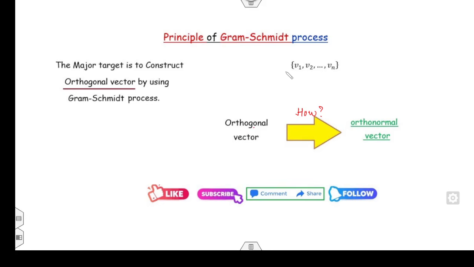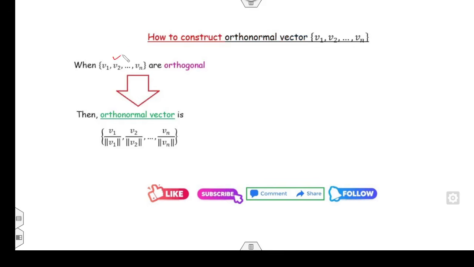Now, as I mentioned, these vi's may not be orthogonal. Then how can you convert them into orthogonal vectors? By using the Gram-Schmidt process. And how can you convert orthogonal vectors to orthonormal? If you have orthogonal vectors v1, v2, ..., vn, you can easily convert them into orthonormal vectors by dividing each vector by its norm: v1 divided by the norm of v1, v2 divided by the norm of v2, and so on.